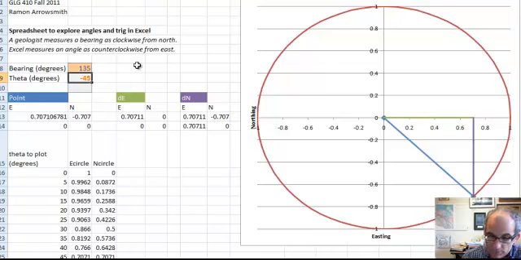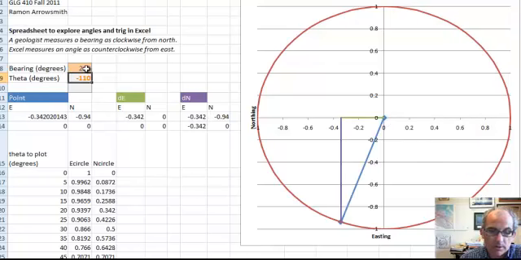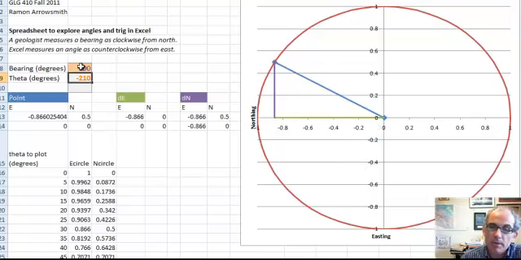Now if I do 135, you see I'm coming around. Let's do 200, so we'll be in the third quadrant. Now you see both the easting and the northing components are negative. And if we go to, say, 300, we're up in that second quadrant, and then only the easting is negative, but the northing is positive.